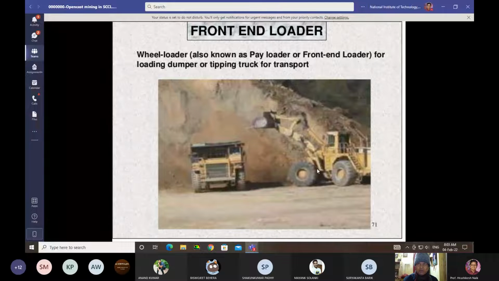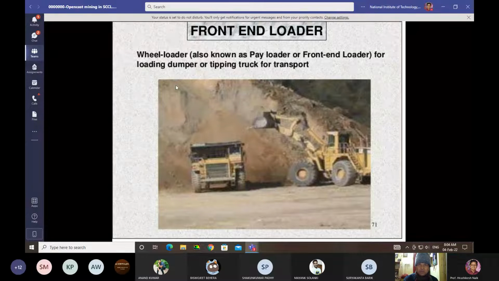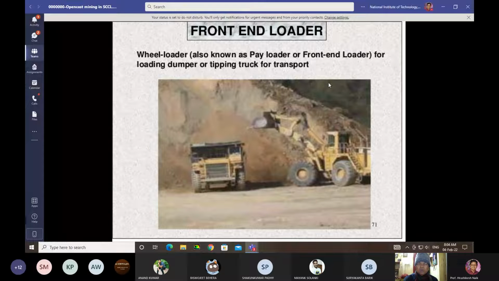So by the help of this payloader, it is a small size of machine. It takes the material and loads it to the dumpers or tipping truck for the transport purpose. So wheel loader, also known as payloader or front end loader, is for loading the material onto the dumper or tipping truck for the transport purpose. So this is called your front end loader. So this is the function.